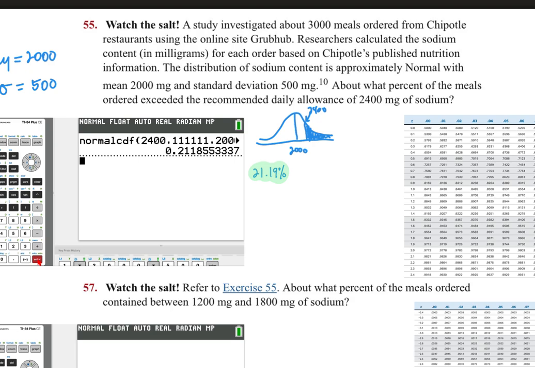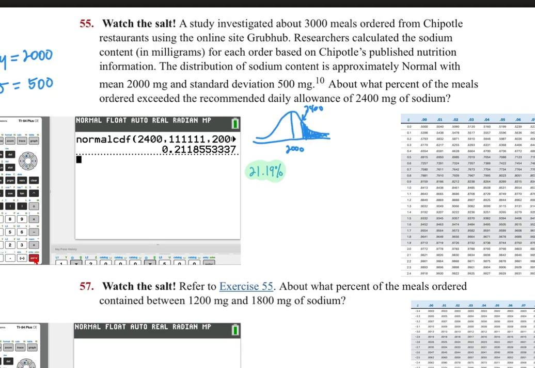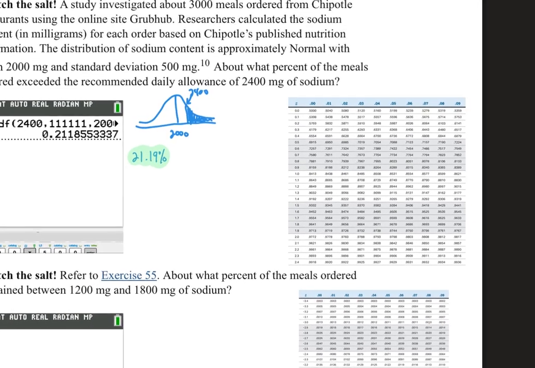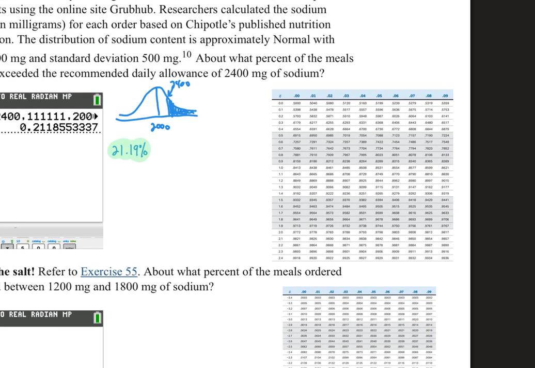Okay, so let's do the same thing with table A. In order to do table A, we have to find z-scores. So we'll do the z-score formula first. Okay, so the particular value was 2,400. The mean was 2,000. And the standard deviation was 500. Okay, the top will be 400 divided by 500, and that's 0.8. So our z-score is 0.8.